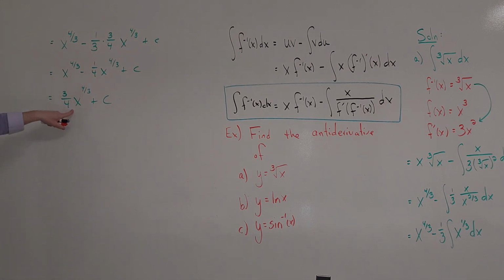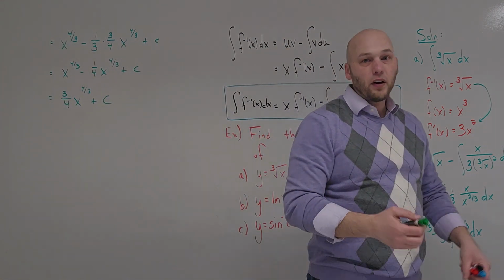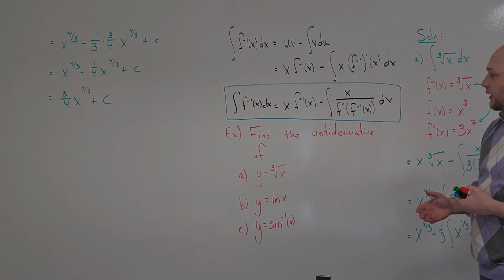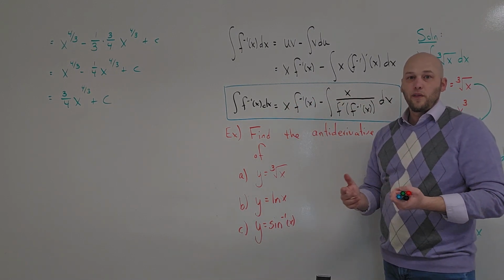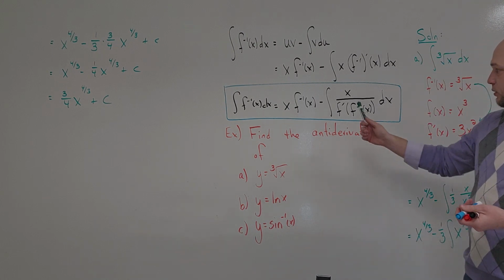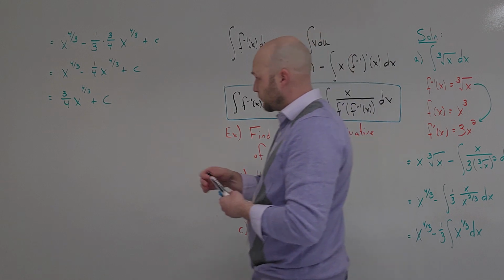Okay. So this is the antiderivative of the cube root function, which of course we could have done very quickly with the power rule, but it gives me some indication of how to then use this formula. Let's now use that formula for the natural log and then for the inverse sine.